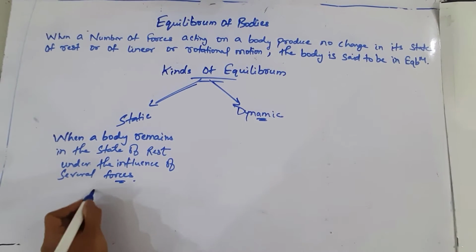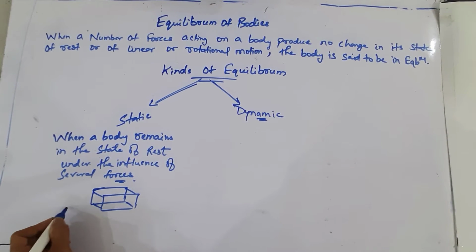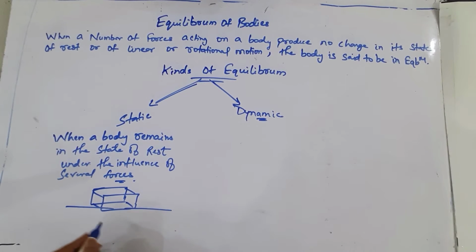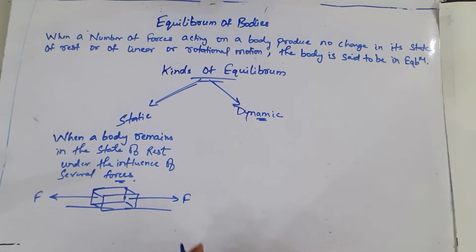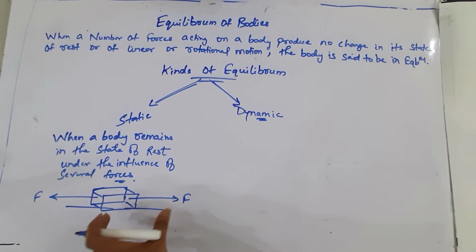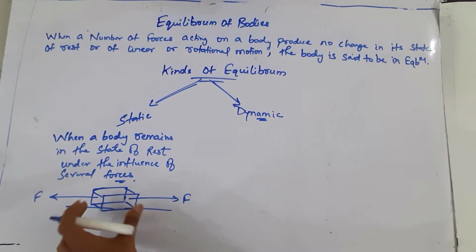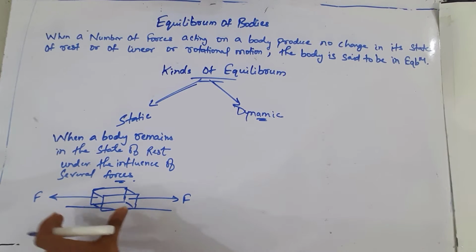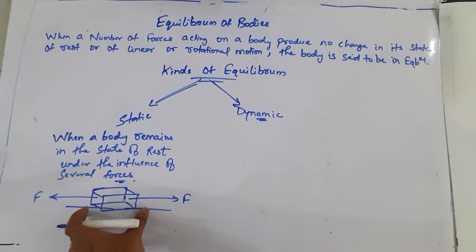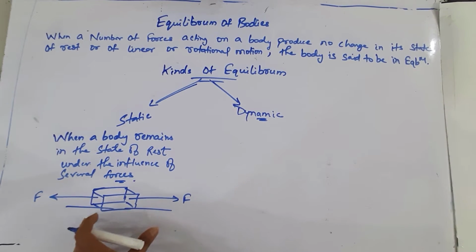Suppose there is a body, and this body is placed on a tabletop and it is pulled by two forces which are opposite in direction. These two forces are equal in magnitude and opposite in direction. So the body is pulled by equal force along both directions. So there is no net horizontal force acting on the body, so the body will remain at rest. This is the case of static equilibrium.